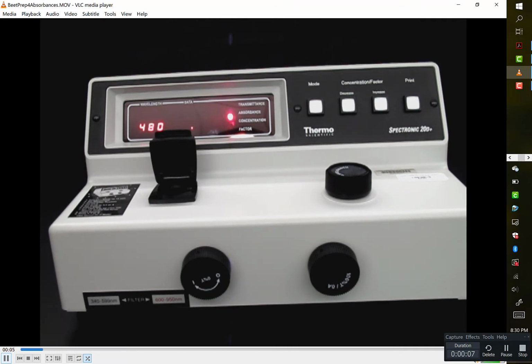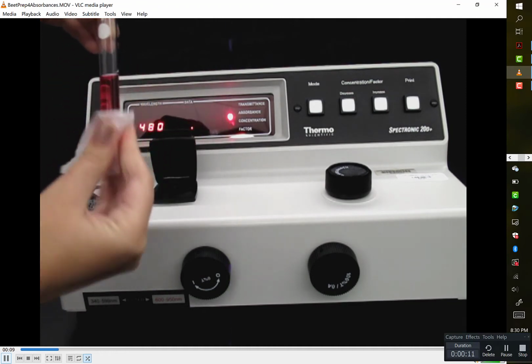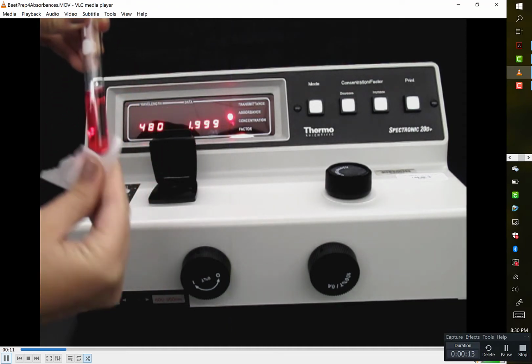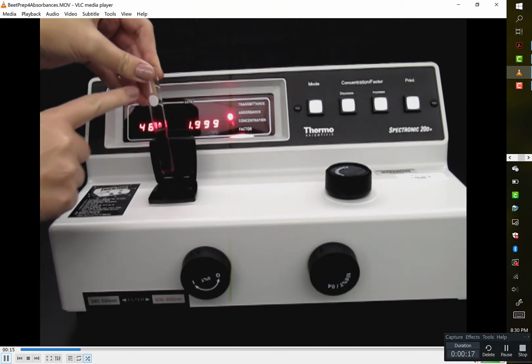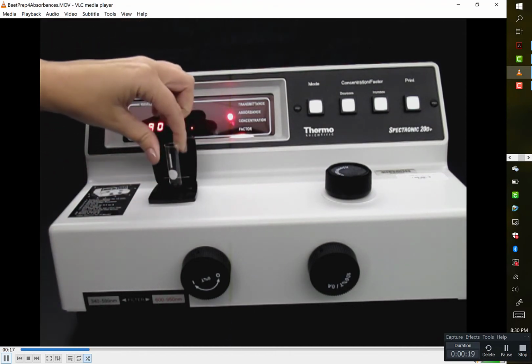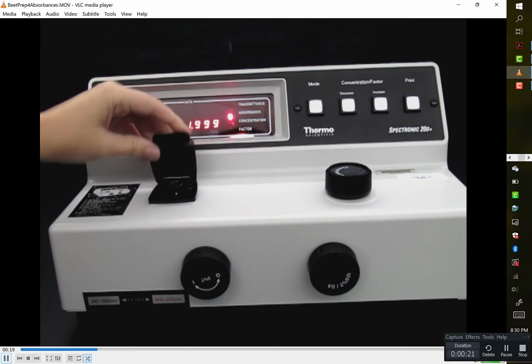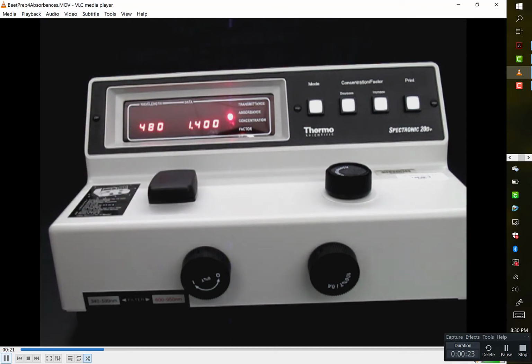So we're going to start with pH 3. I'm taking my cuvette and I'm wiping off any fingerprints, again, so that the oils from my fingers do not affect it. The line is going to match up with the line on the cuvette holder. So all I do is I put the cuvette in, I close it, and I record the absorbance that's on our spectrophotometer.